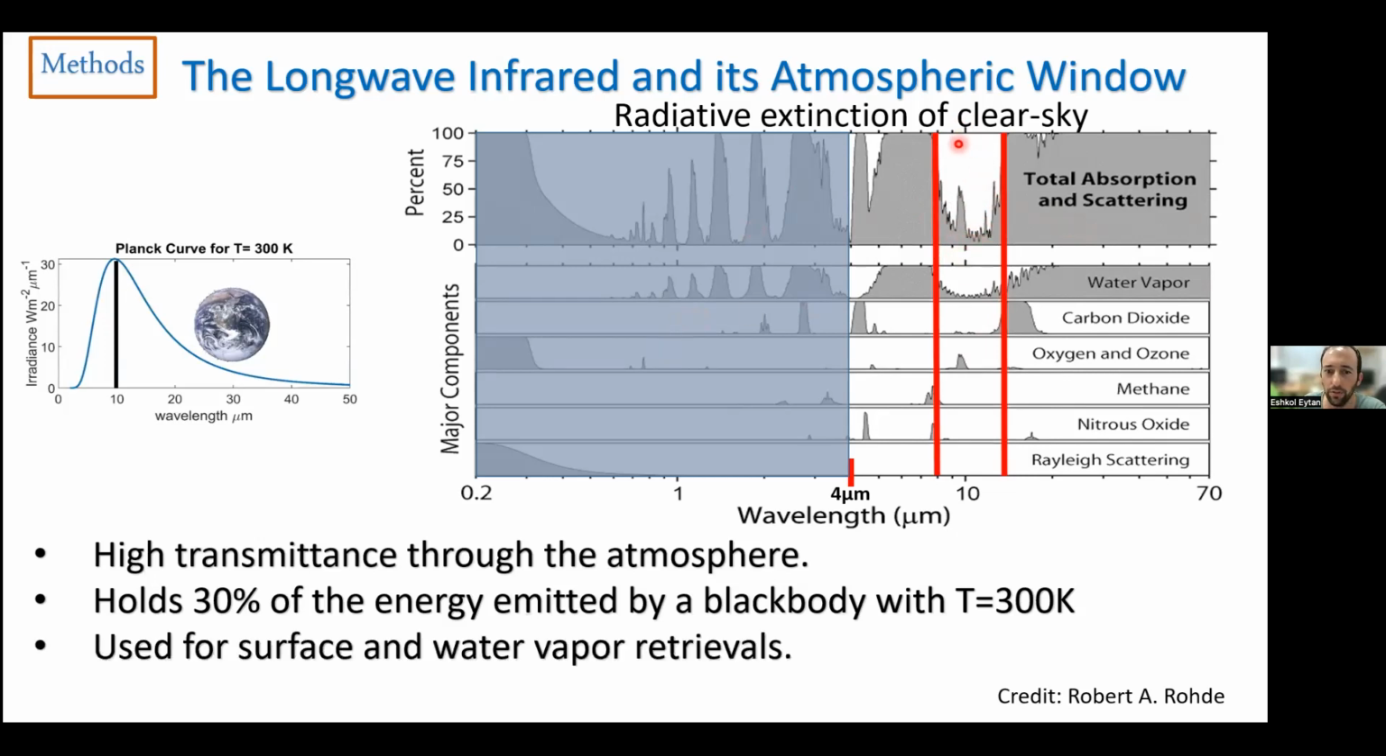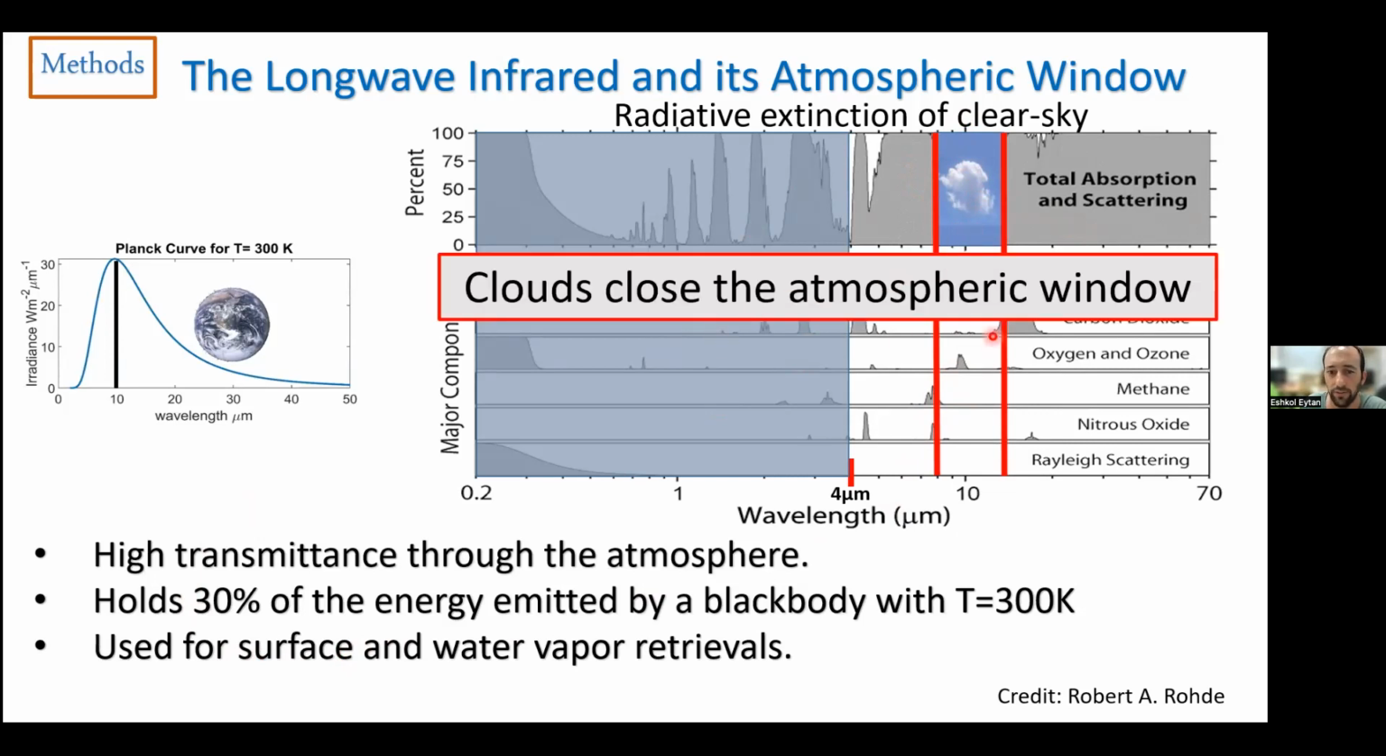And for this reason also, the atmospheric window is used for surface and water vapor retrievals, because you can actually see the surface or sense how much water vapor you have in the atmospheric column just by observing the atmospheric window in the long wave infrared. And all of this changes when you put a cloud in the atmosphere, because clouds absorb also in the atmospheric window almost like a black body. So they have to close the atmospheric window. And this is why we actually chose to work with the atmospheric window, because it will be sensitive to clouds and even to warm clouds.